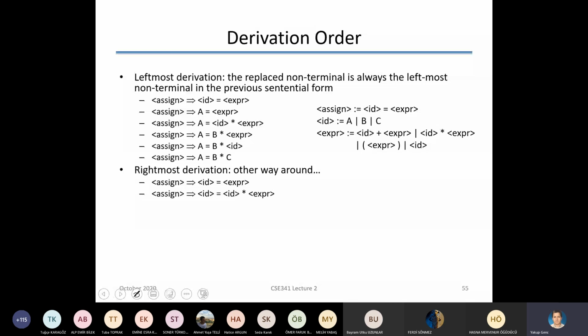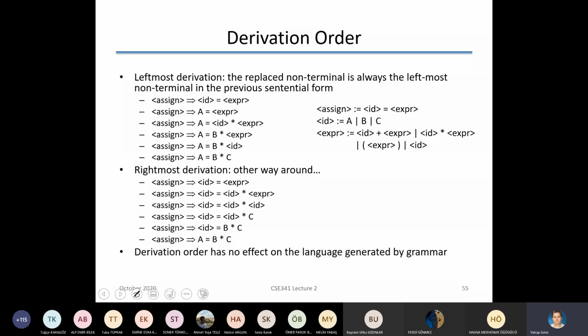how you do it. But hopefully, if you have a grammar which is not ambiguous, then leftmost derivation and rightmost derivation should actually result in the same parse tree. So derivation order should not have any effect on the language generated by this grammar.